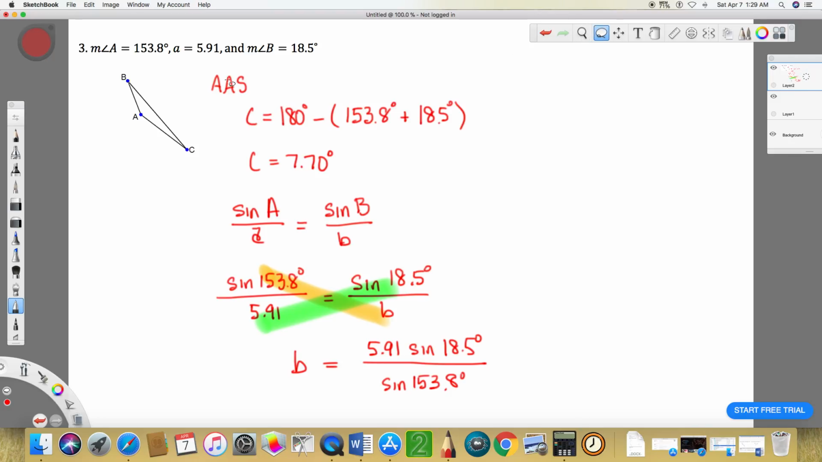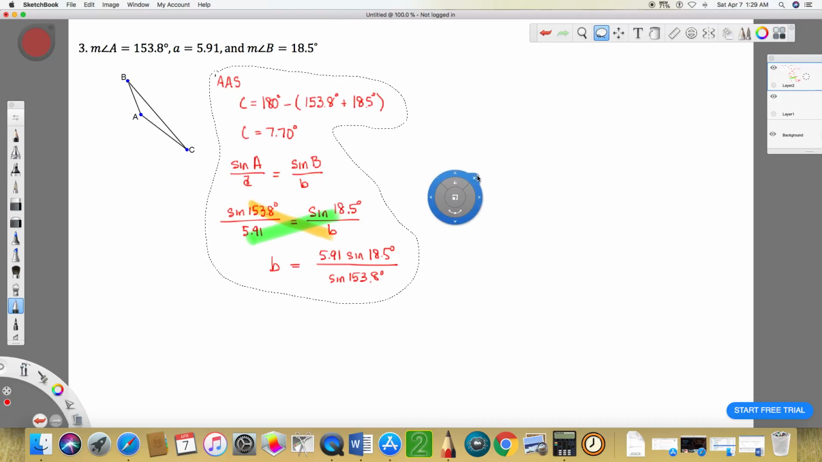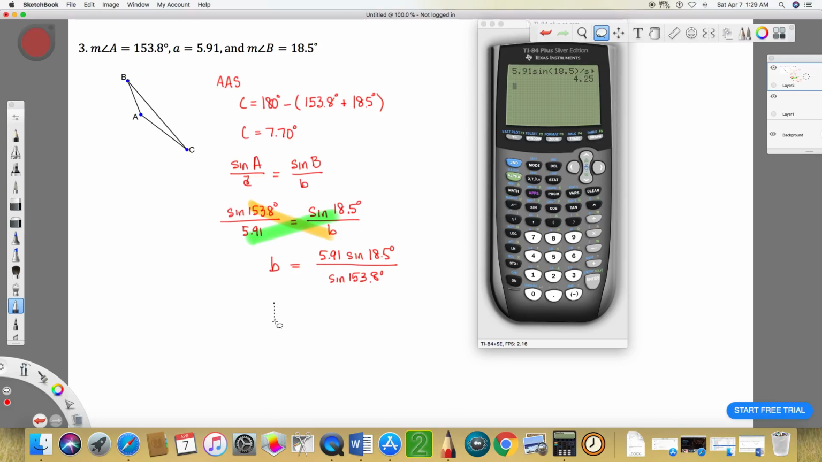Need to shrink this up a little bit. So let's see what the calculator gives us. 5.91 times the sine of 18.5. You can't forget to close that parenthesis, otherwise it'll give you the wrong answer. So now sine of 153.8, 4.25.